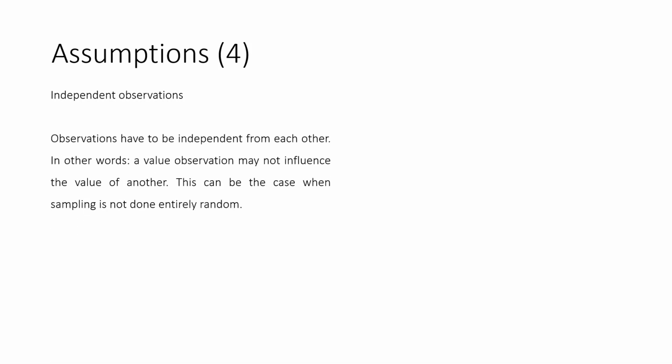And then finally, and this is often a bit of an overlooked assumption, but it's nonetheless very important, is independence of the observations. What that means is that the observations have to be independent from one another. In other words, a value of a certain observation cannot influence the value of another. So they may not be correlated. For instance, if the sampling is not done entirely random. For instance, if you were to include twins, the values for twins would be very highly correlated because they are siblings. And twins in this case makes it an even stronger case for dependency.